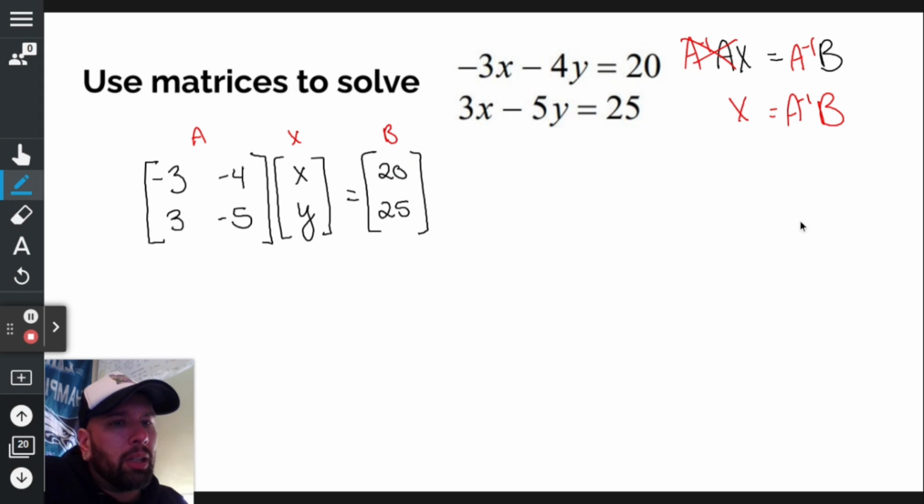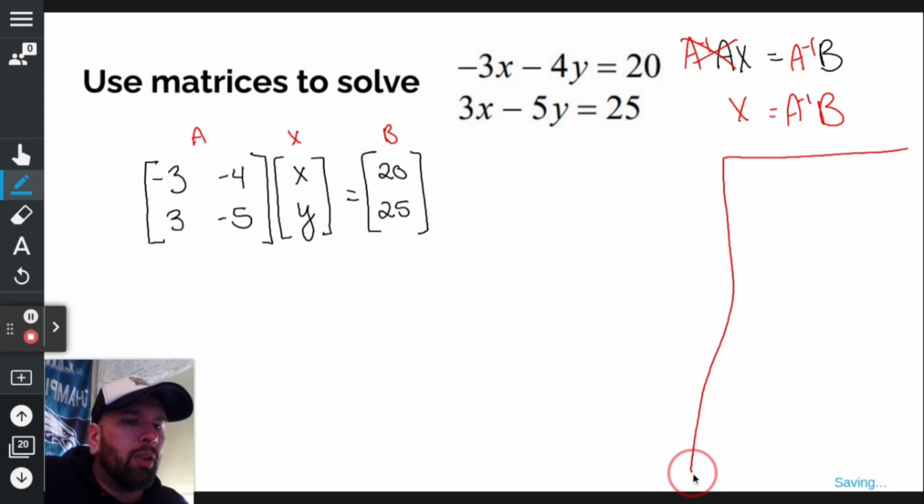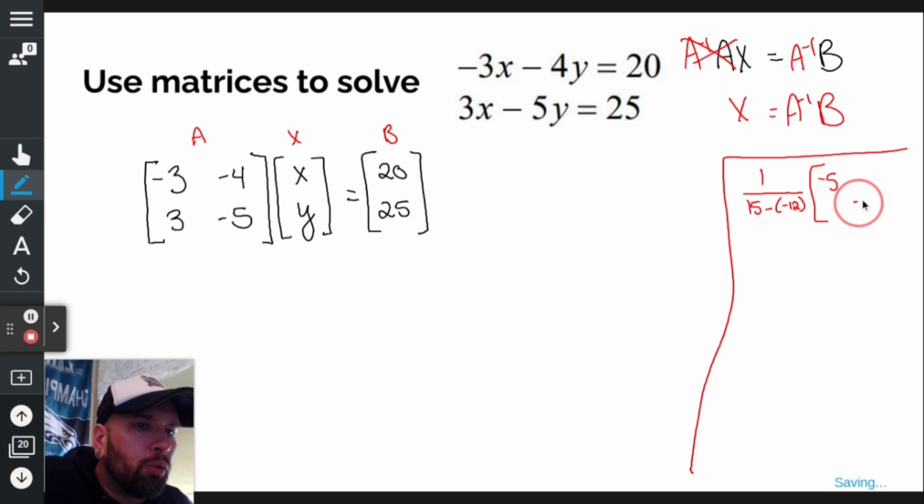Let's find the A inverse down here. The A inverse is going to be found by doing 1 over AD minus BC. So negative 3 times negative 5, which is 15, minus BC, which is minus negative 12. And you're going to multiply it to the matrix where you swap these two, so negative 5 and negative 3 are swapped, and you flip the signs of these two, so positive 4 and negative 3.